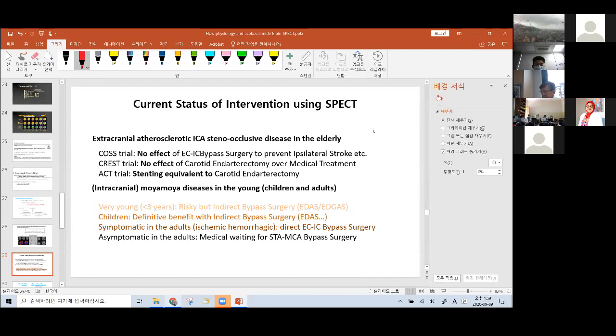Anyway, moya-moya disease had been known to be a child disease, and according to our colleagues, mainly from Korea or China, recently China, they have reported a huge cohort study. My colleagues in our institution have reported synangiosis surgery in the very young, less than 3 years old. This procedure is risky, but indirect bypass surgery had been helpful. And in children, after this age, definitive benefit with synangiosis surgery.